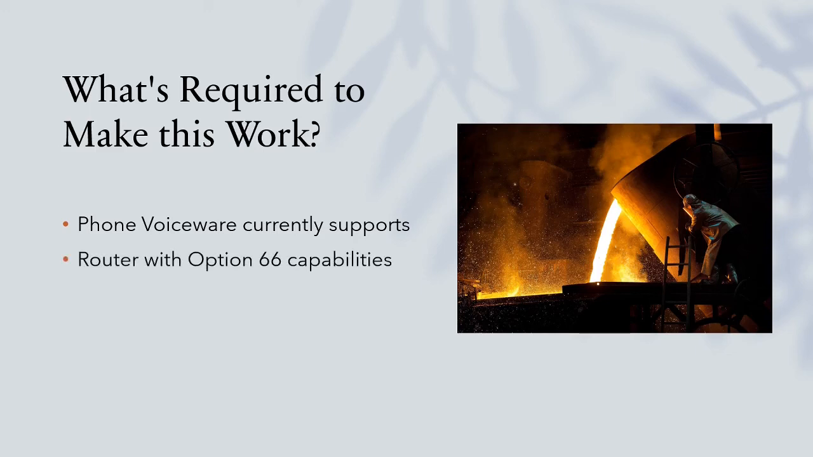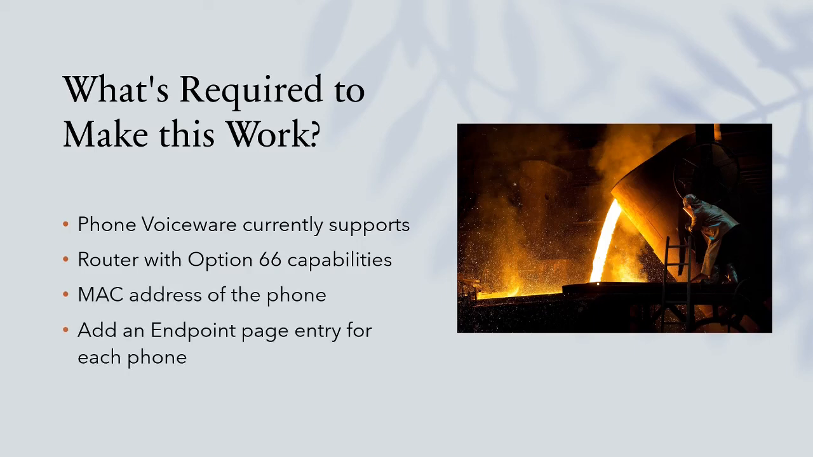So you'll need a phone that we support first off. And then secondly, you need to have a router capable of passing the option 66 or 160. As I mentioned before, not all routers are, so you need to get a router capable of doing that. You'll need also the MAC address of the phone, and you'll need to create an endpoint entry for each phone. This is how we generate the autoconfig files, is through an endpoint entry.